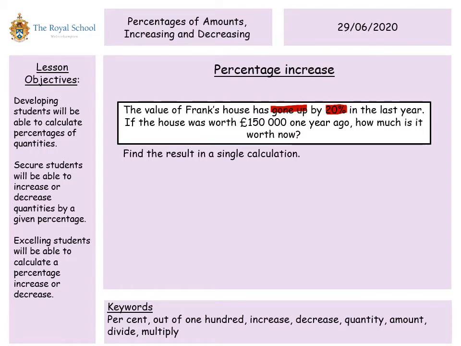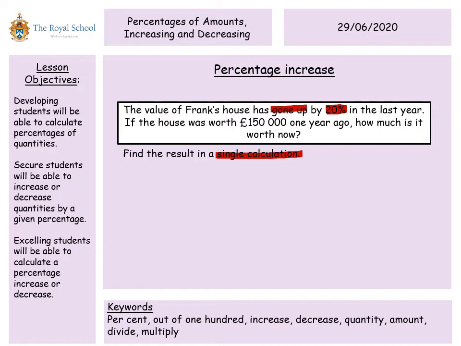150,000 add 30,000 gives us £180,000. But that way is a little bit clunky when we get to more complicated questions. I'm going to show us a method that we're going to do in a single calculation here. And this is quite a nice way of doing percentages. We can draw some diagrams to help us out if we're struggling as well. It's a really, really nice way of doing percentage increases and decreases.